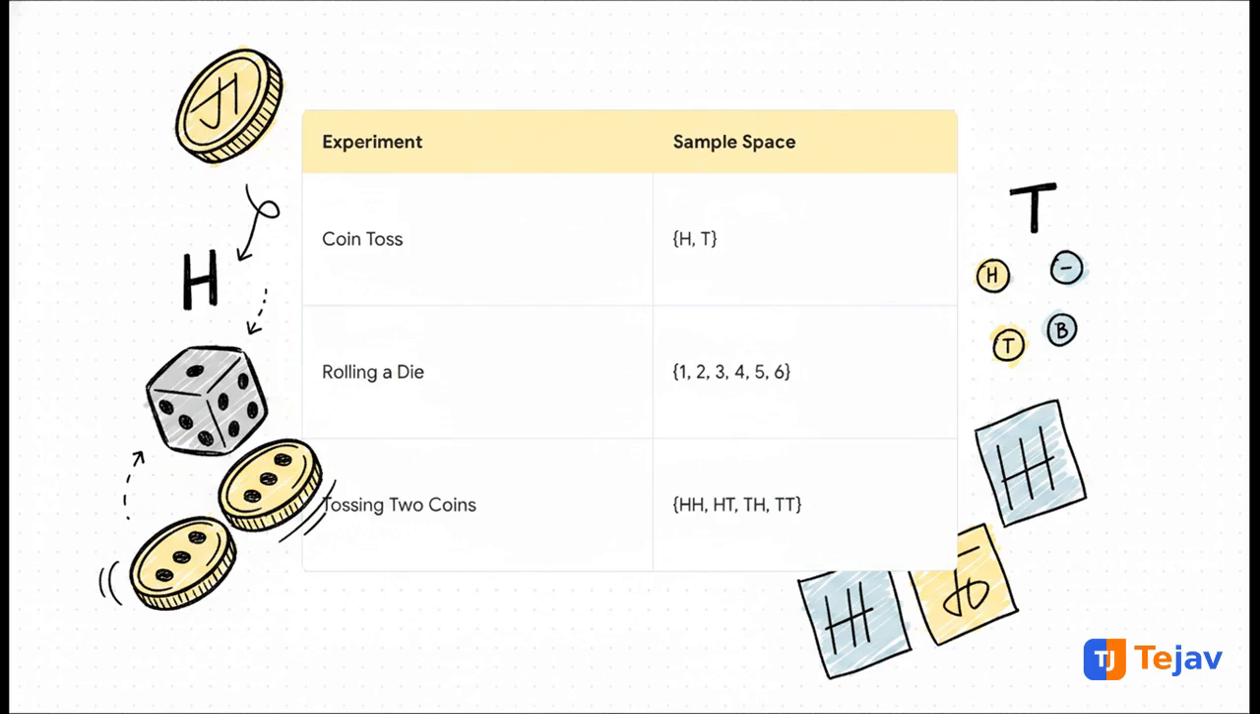Take a single coin toss. The sample space is just H and T. 2 outcomes. Simple. Now, rolling a standard die. The sample space is the set of numbers 1, 2, 3, 4, 5, and 6, so 6 outcomes. But here's the one that trips up so many students, tossing 2 coins. The sample space isn't just 3 things, it's 4 specific combinations. You could get head-head, head-tail, tail-head, or tail-tail. Getting super comfortable writing these out, that's literally half the battle won.